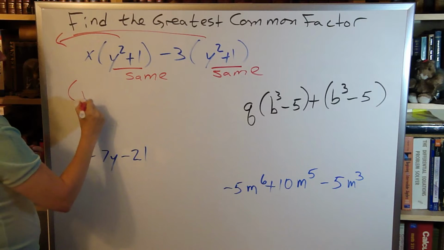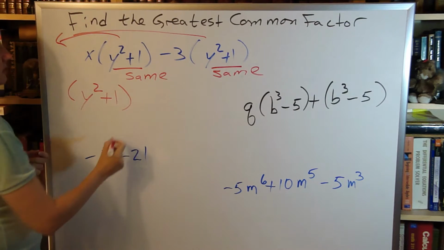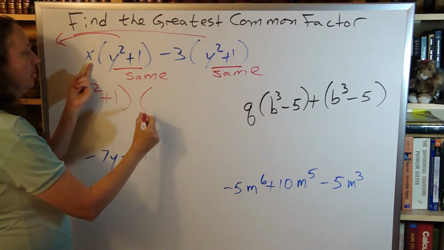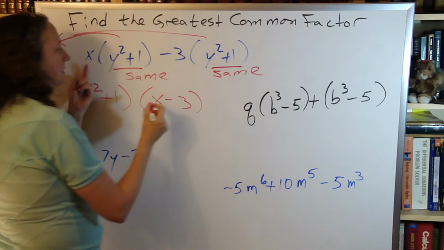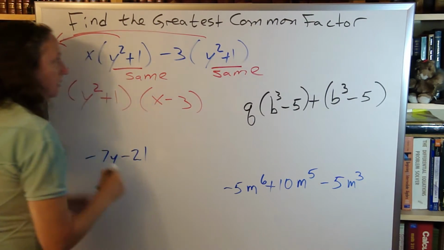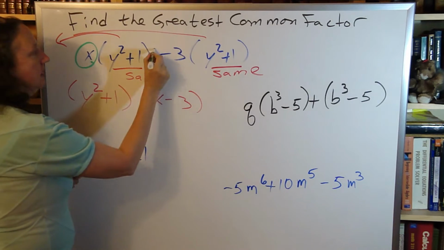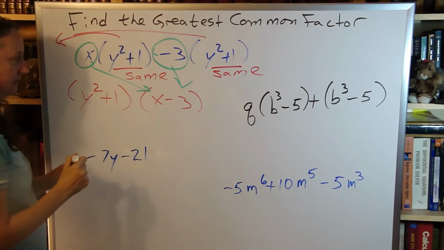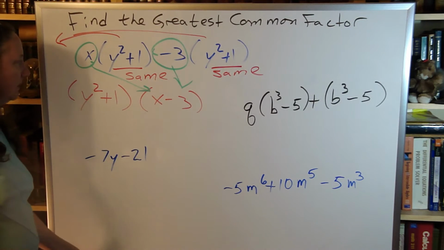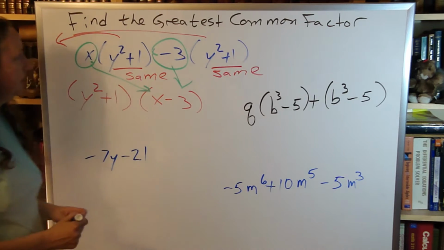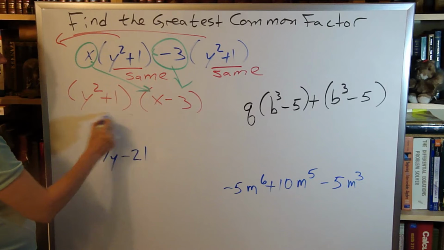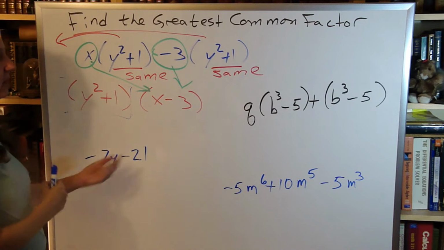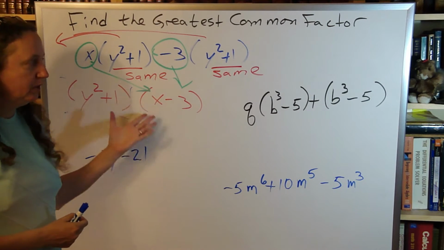So I have my parentheses, y squared plus 1. And what I've factored that out from goes into another set of parentheses, x minus 3. So that's the x here minus the 3 here. So the greatest common factor itself is the y squared plus 1, but factoring it out leaves me the x minus 3, which we are going to include.